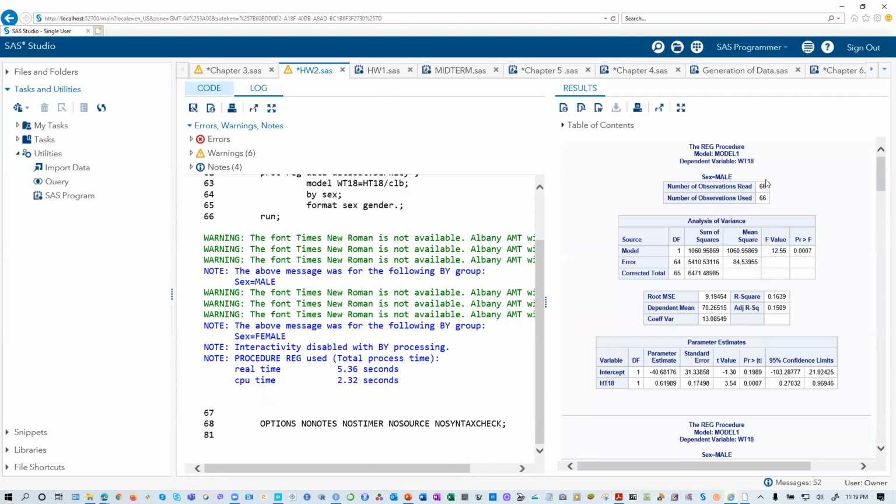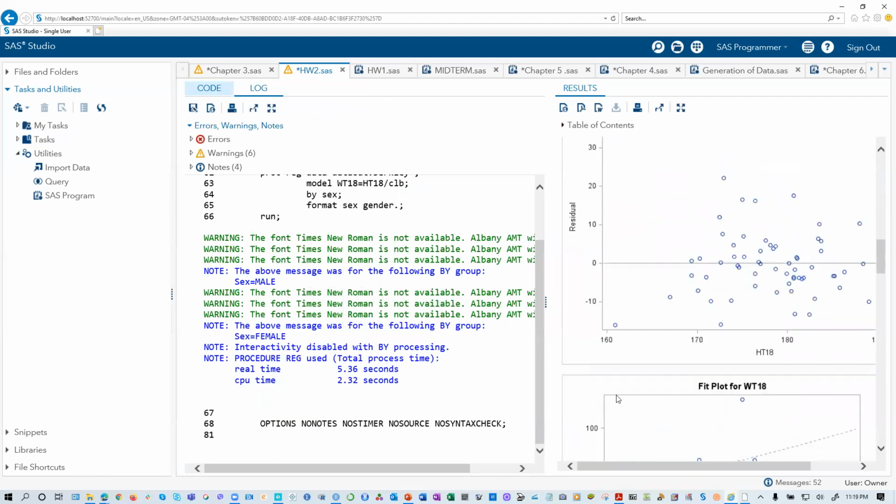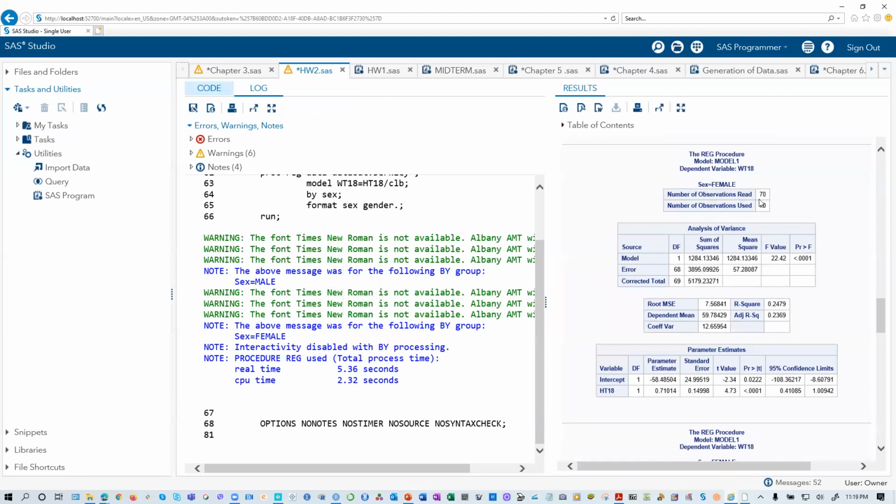See, male and female. See, very clear. Yeah, very good. See, then you can run both the regression lines. You can write that based on that one very easily. That's good. Thank you.